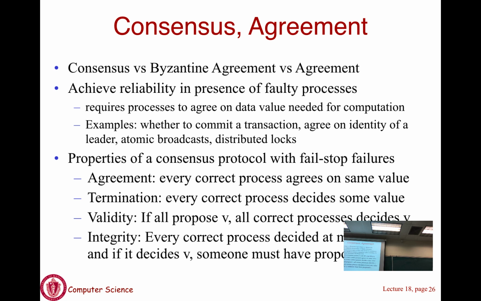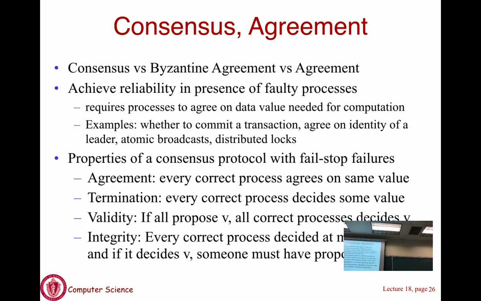Agreement is every correct process agrees on the same value. Termination says that the process of voting and figuring out the correct value will actually terminate. 2-phase commit did not have the termination property. If the coordinator failed, you could not terminate that commit. You would actually be stuck. You couldn't agree there. So we want that property as well. 3-phase commit did a little bit of that, but we'll see that it can tolerate process failures but not network failures.